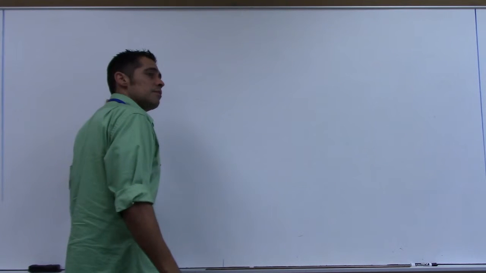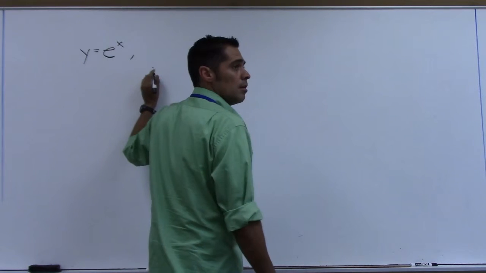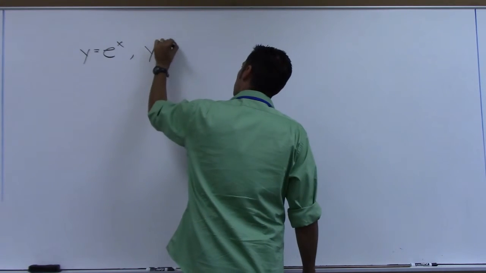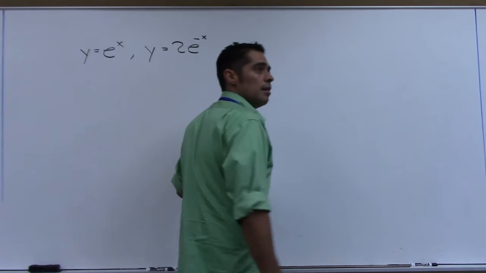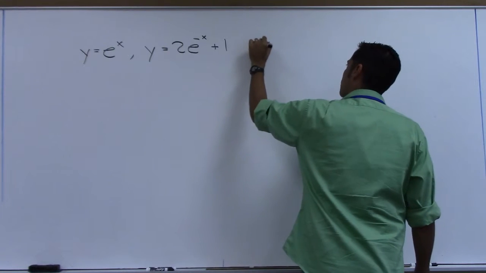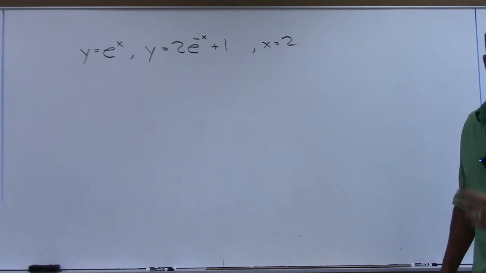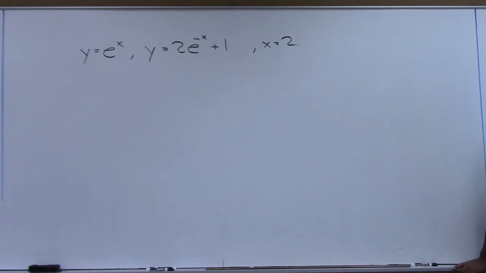Sketch the region bounded by these curves and find the area. Y equals e to the x. Y equals 2e to the negative x plus 1. And then x equals 2. Just by looking, do you think you're going to use vertical or horizontal rectangles? Just by looking at what's up there. Vertical, because these are solved for y, so they're functions of x. That doesn't always mean that, but that's what you're leaning towards here.